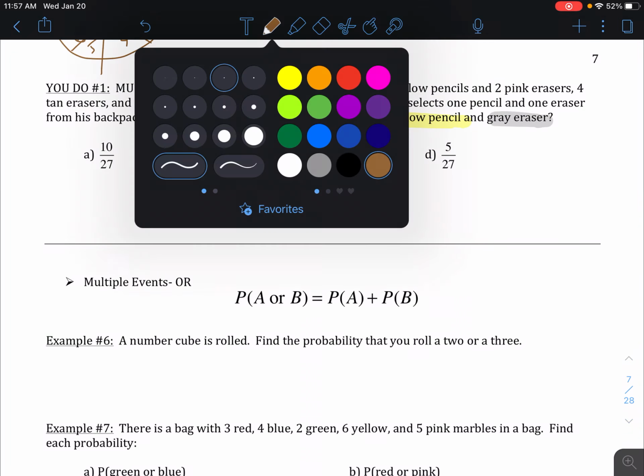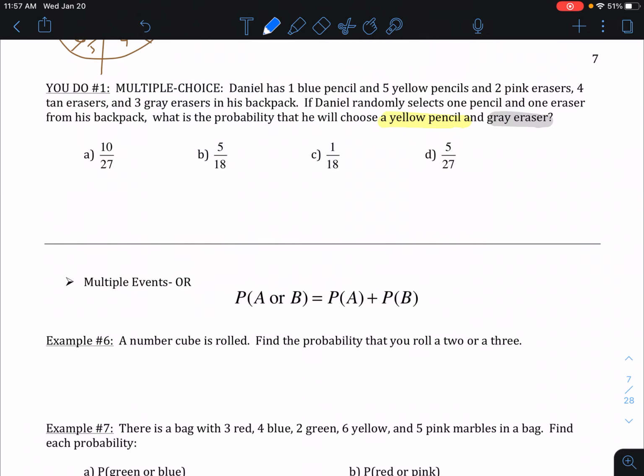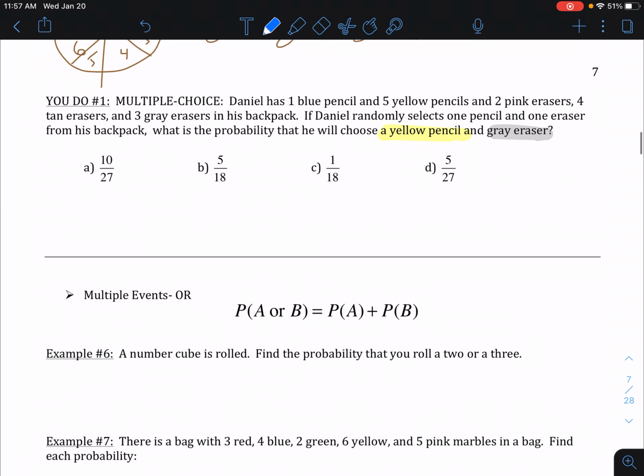So what are those probabilities? The first one would be the yellow pencil, so that would be 5 yellows out of 6 pencils total. You wouldn't add up, do not add up all of them. Pencils and erasers are not the same thing, so we do have to treat them differently in different denominators. So 5 yellow pencils out of 6 total pencils.